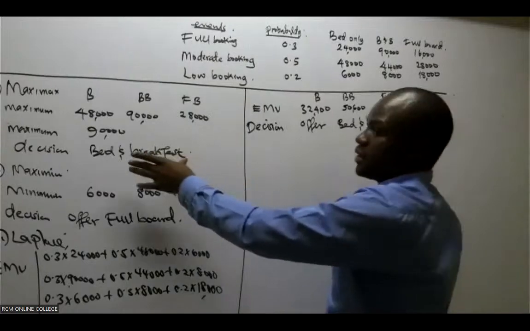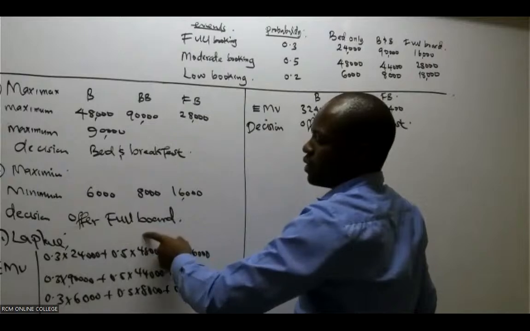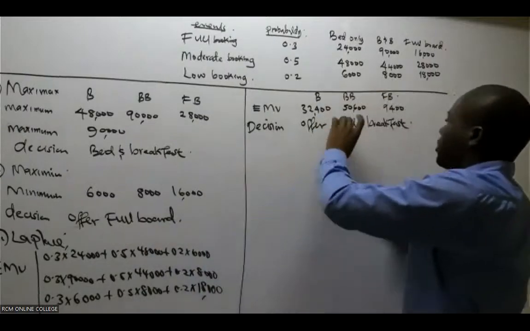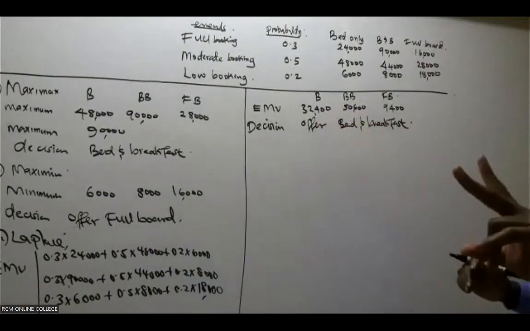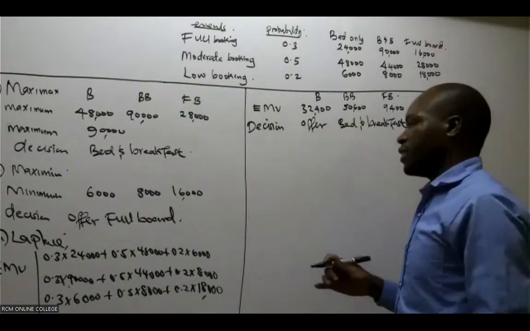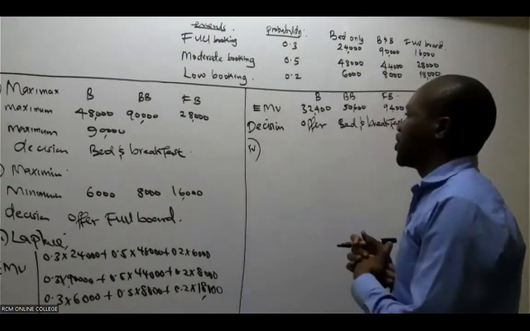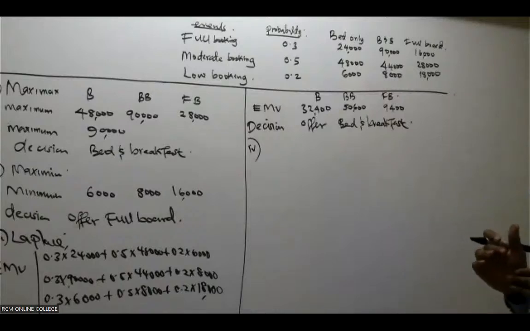So Maximax is telling us to do the same. Maximin is giving us a different thing. Laplace is now giving us bed and breakfast. So at least two of them have been able to confirm to us that if you offer bed and breakfast, you will be making some good profit. How about the fourth one? That's what the correction is. How about the fourth one?